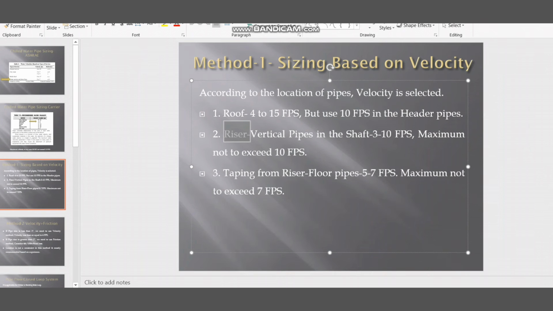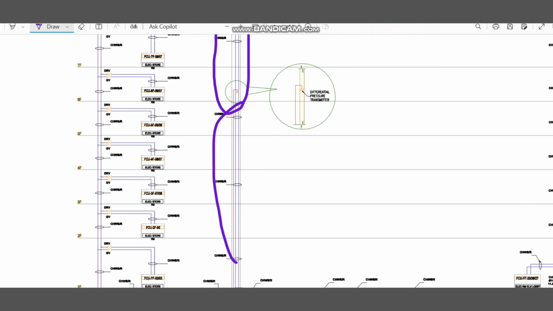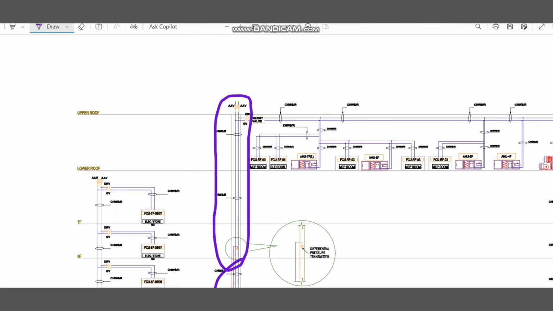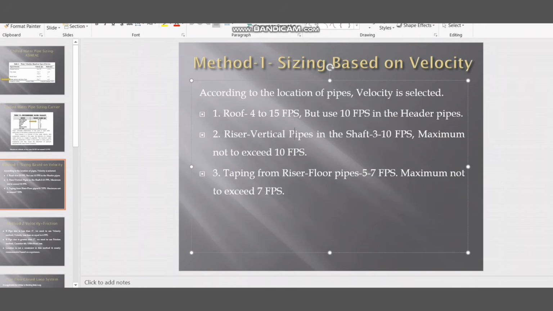And the riser one, as I explained in my drawing here. This pipe is called a riser pipe, which extends from top to bottom. For the riser line, the velocity is 3 to 10 feet per second. Normally the riser goes into the shaft area. So 3 to 10 feet per second is the range, and we follow a maximum of 10 feet per second, not exceeding 10 feet per second.